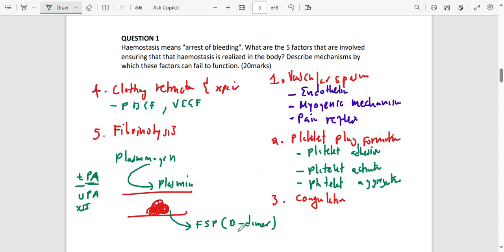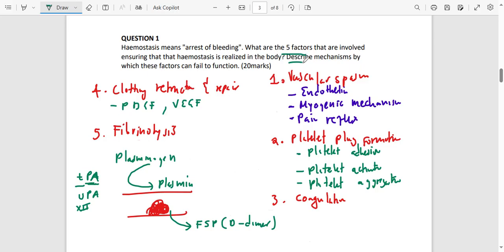In blood, this is very important diagnostically. When you see D-dimer in blood, it means there was a condition where blood was clotting. Examples are disseminated intravascular coagulation, deep vein thrombosis, and pulmonary thromboembolism. All those might be conditions that you can diagnose if you see D-dimer in blood. So these are the five factors that we can mention here.